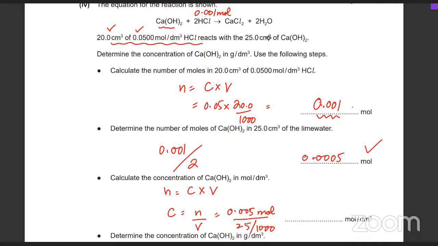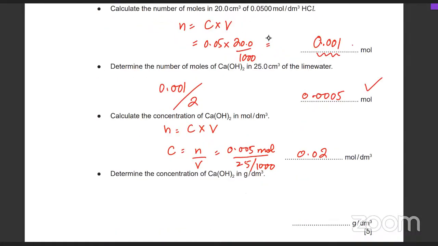Zero point zero two, sir. 0.02 mole per dm cube. अच्छा अब वो वही कह रहा है कि मतलब पहला भी वही था concentration, find the concentration in mole per dm cube. Now again he's saying find the concentration in gram per dm cube. So सिर्फ क्या चेंज किया उसने? मोल्स जो है उसको चेंज कर दिया mass में.